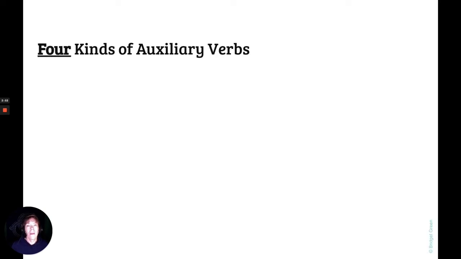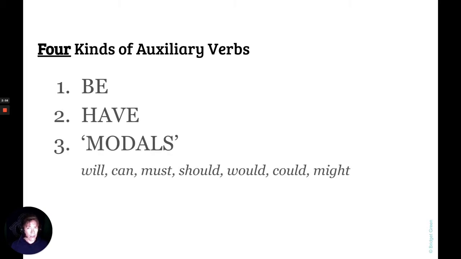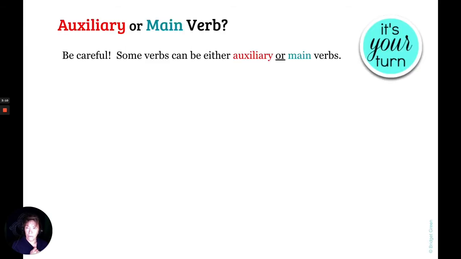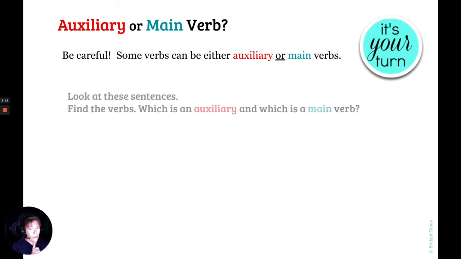Now, we know there are four kinds of auxiliary verbs in English. There's be, have, modals, and number 4. We'll talk about number 4 later. Let's talk right now about be, have, and the modals. Right, but be careful. Some verbs can be either auxiliary or main verb. Which is the auxiliary and which is the main verb here?